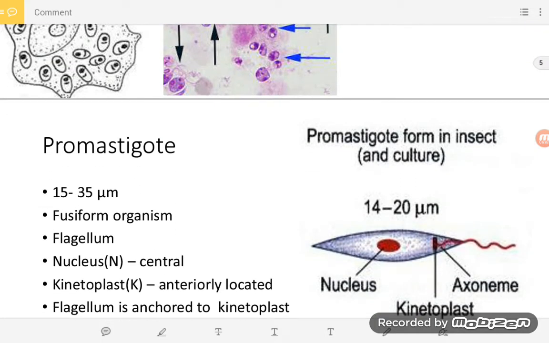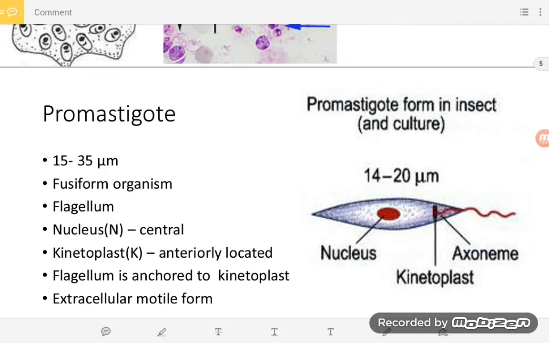Now we will consider the trypomastigote form. It is nearly 15 to 35 micrometers, fusiform, that is elongated, that's why we call it fusiform. It contains a flagellum at the anterior part and the nucleus at the center, which you can see in red or purple color. The cytoplasm is blue and the kinetoplast is anteriorly located. The flagellum arises from the kinetoplast. So you have to remember the flagellum is at the anterior part, and this is the extracellular motile form.